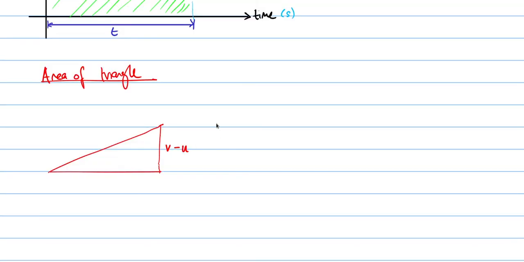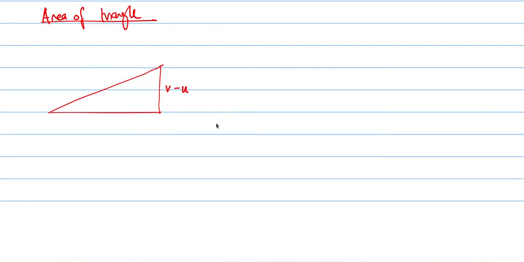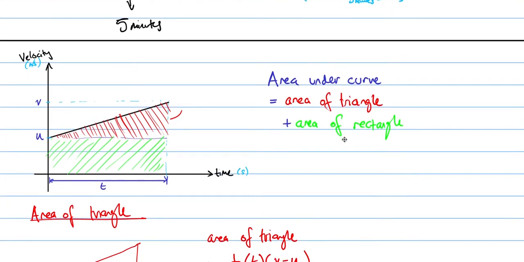Yep, v minus u. Then we've got the t on the bottom, and now we can simply use our area of a triangle equation, right? So we have the area of the triangle is equal to half times the base, which is t, times the height, which is v minus u. Right, now let's think about the area of the rectangle.